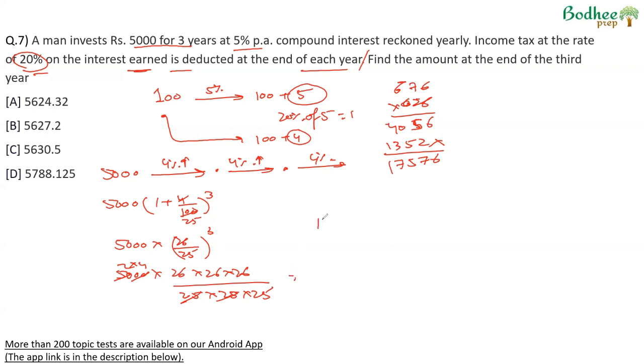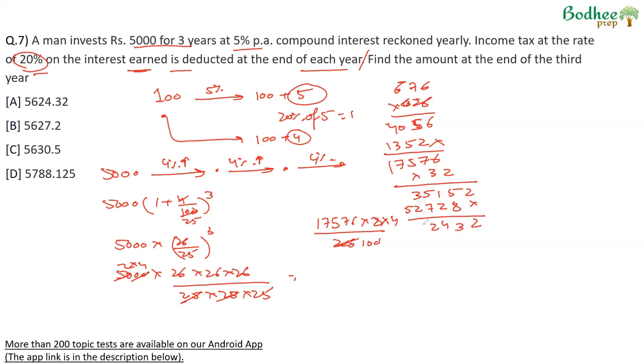So this becomes 17,576 into 8 by 25. Again multiply by 4, so this becomes 100. 8 fours are 32. Multiply 17,576 by 32. Multiplying this by 2, we will get 35,152. Multiplying this by 3, we get 527,280. Adding, we get 562,432 upon 100, and therefore 5,624.32 becomes the answer.